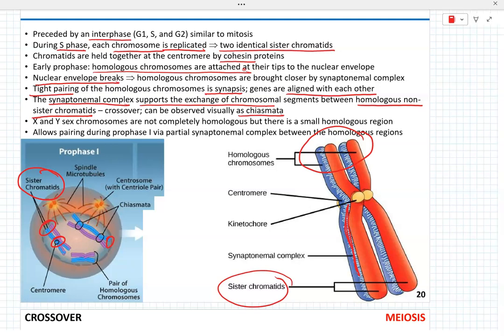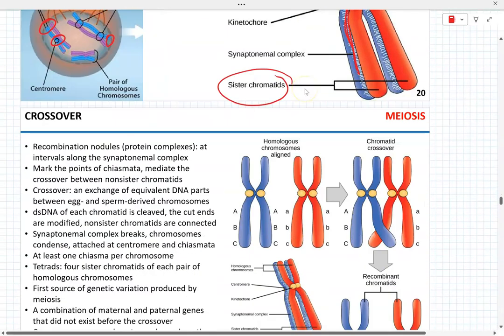Now, this is true for 22 pairs of homologous chromosomes that are not sex chromosomes. X and Y, the two sex chromosomes, aren't completely homologous, but they share some homology. So in prophase 1, X and Y are paired via a so-called partial synaptonemal complex between the regions that are actually homologous to each other.